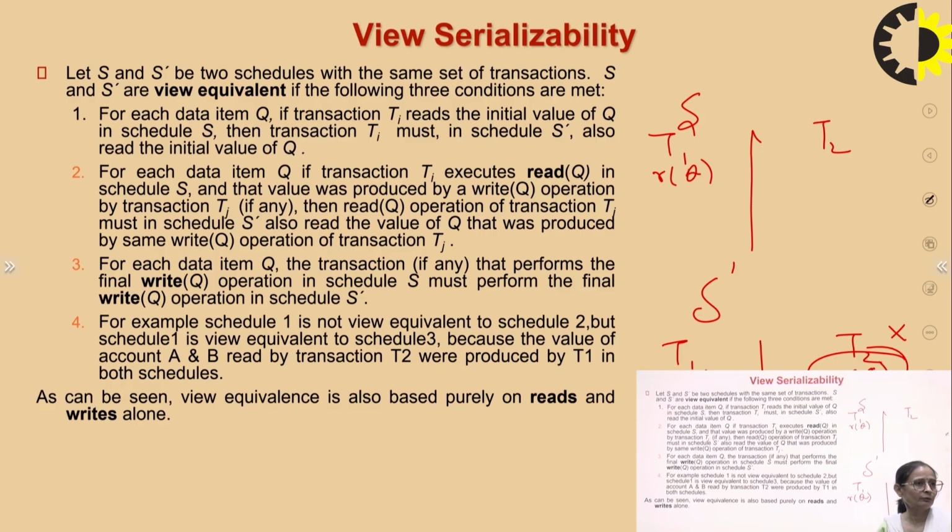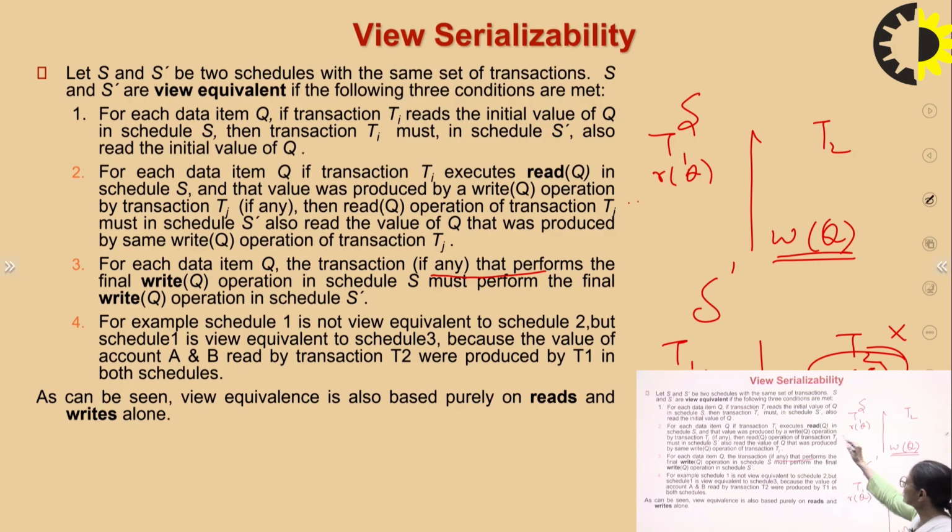What it says is, for each data item Q, if a transaction performs the final write, then in S dash also that transaction will perform the final write. That is, if my T2 is finally writing on data item Q, then in S dash also T2 will finally write. T2 is going to be the last transaction who is updating or writing on data item Q.